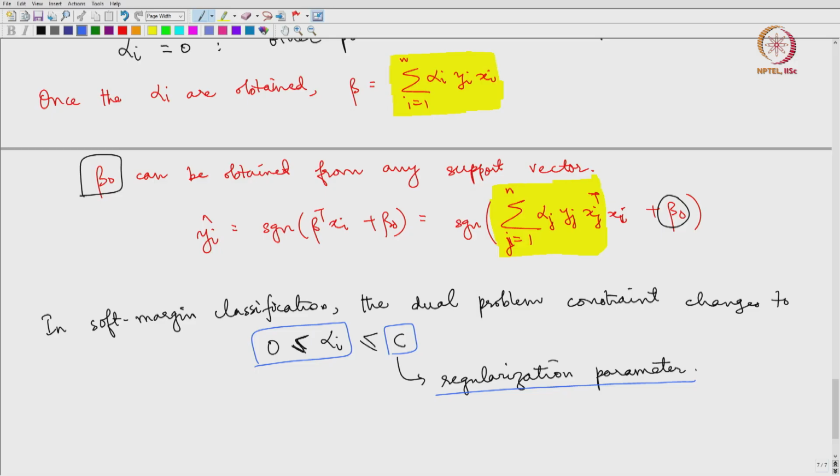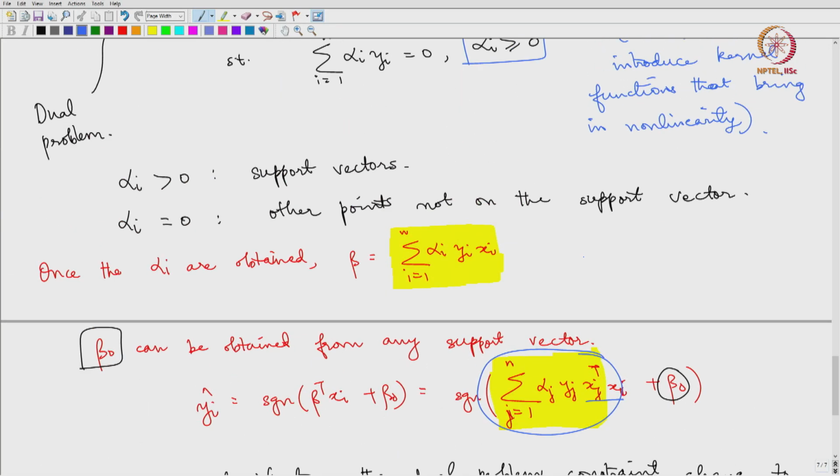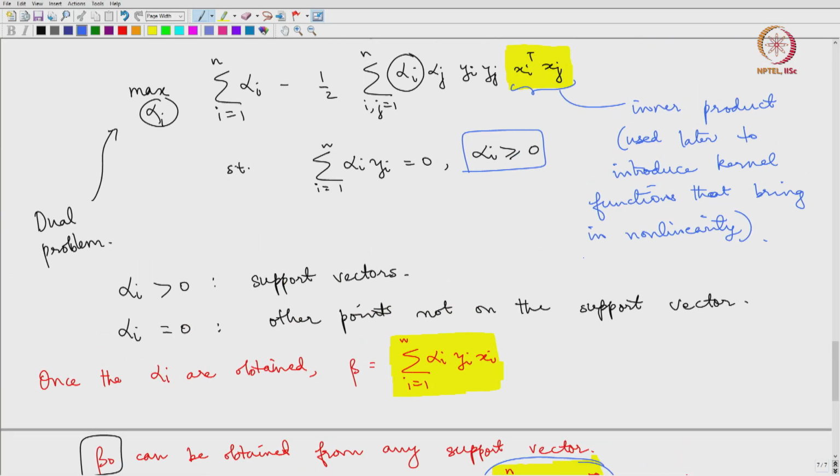But it suffices to say at the end of the day that you do solve the dual problem in optimization theory when you work with support vector machines, and through the use of the dual problem there are certain advantages. First is that you are able to write the prediction as a linear combination of the inner products over all the points, and the second thing is the same inner product can be used later to introduce kernel functions that bring in non-linearity into the problem.